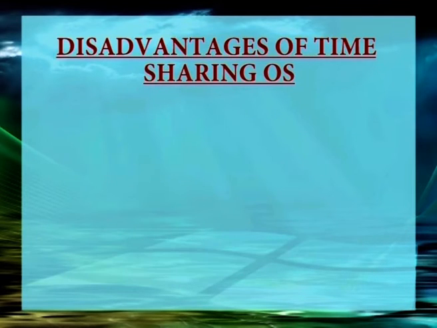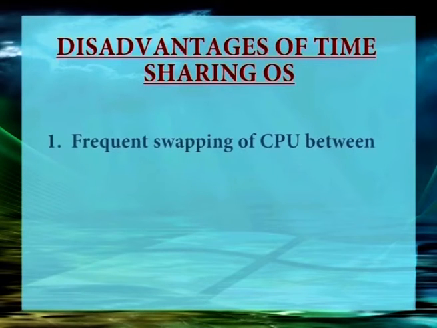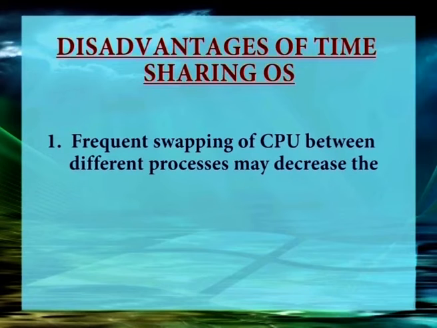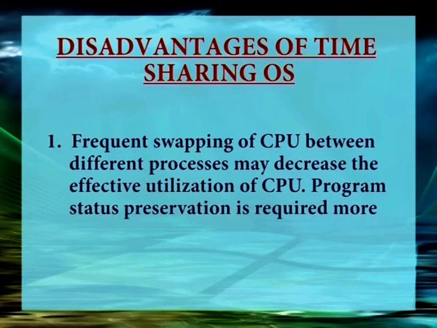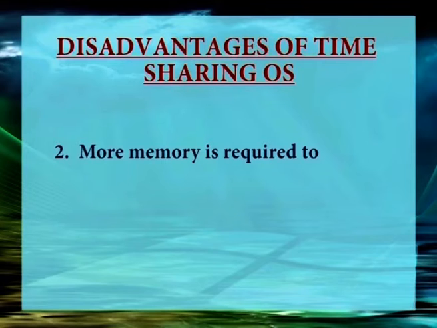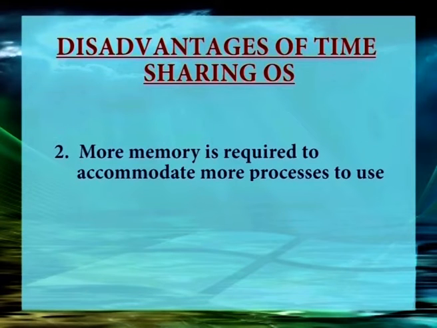There are few disadvantages of time sharing operating systems also. First is frequent swapping of CPU between different processes may decrease the effective utilization of CPU. Program status preservation is required more number of times. Second, more memory is required to accommodate more processes to use resources efficiently.